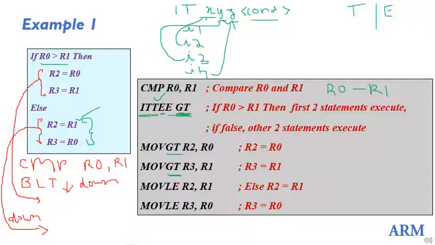So the only thing you have to take care of here is these three letters, whether they can be T or E. Depending on the instruction being executed, if it is executed in the if block, it is to be written as T, and if it is executed in the else block, these letters should be E. And whatever instruction is executed in the if block should have the condition same as you have in the first line, and whatever instructions are executed in the else block will have the condition opposite to that in the if block.